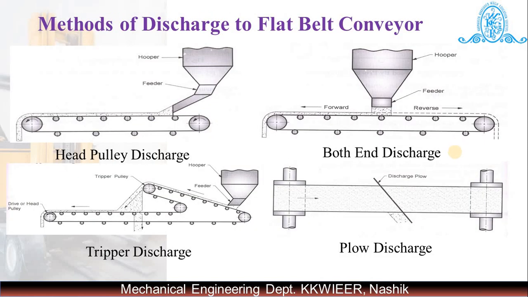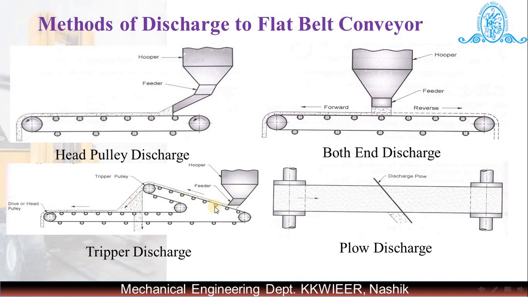Then comes the method of discharge of the belt types. The discharge of the component from the hopper may be to a single side or from both sides. Both side discharge may be there, or the tripper and plow type. Tripper and plow types may be related to the food industries. When inspection is to be followed side by side, then tripper type is used for heavy components.